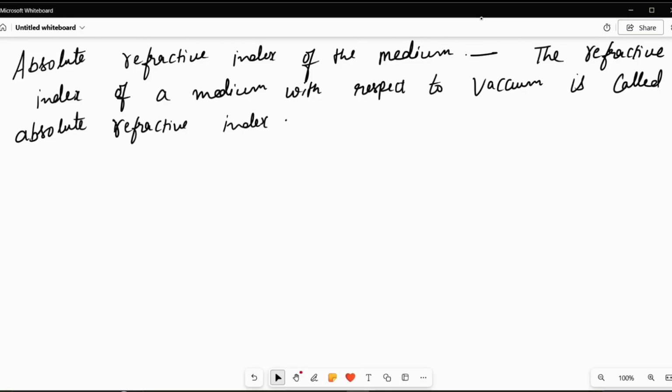See, for example, water, mu W, if you consider mu W, that means light is moving from air to water, and that is the absolute refractive index. Or mu G. Here, mu G means what? Light is moving from air to glass. So what is its value? That value we call absolute refractive index.